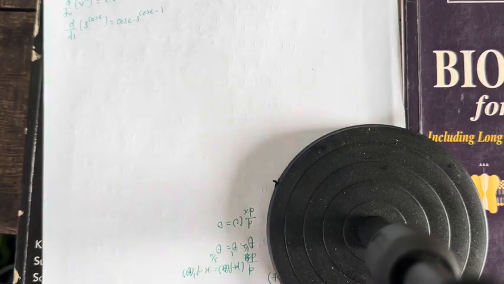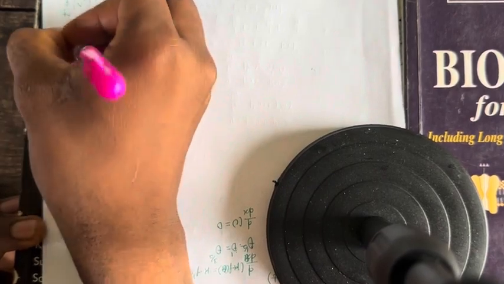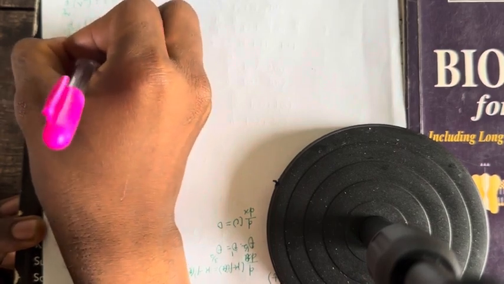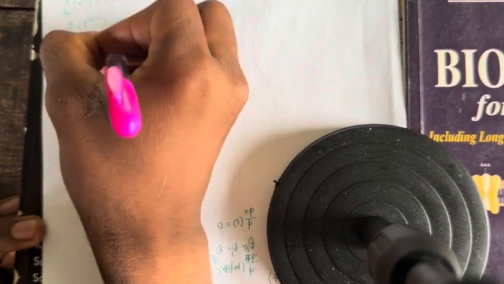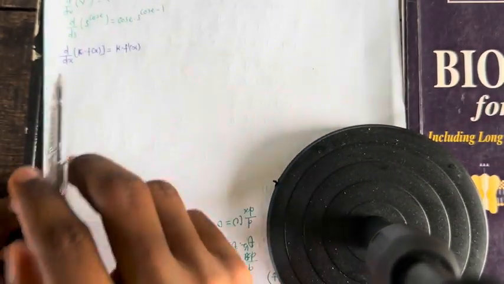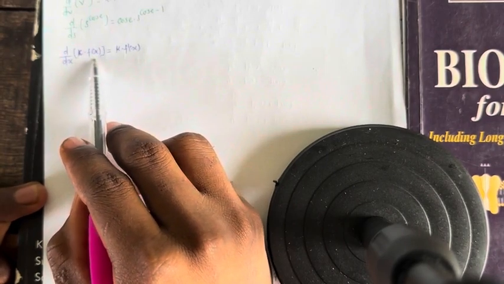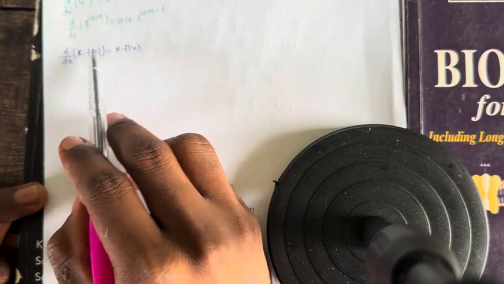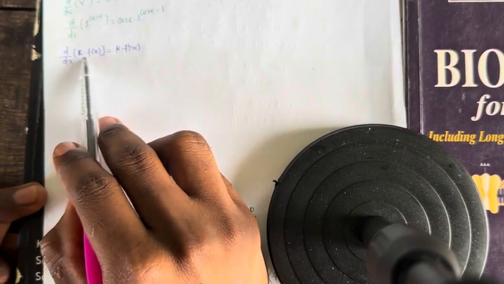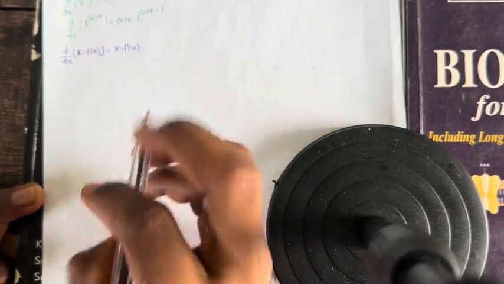Alright, so now let's move to another aspect. The other time I said, the d/dx of k times f of x is equal to k times f prime of x. What does this mean? It means the derivative of a constant multiplied by a function of x is equal to that constant multiplied by the derivative of the function of x. Like the d/dx of k times f of x is equal to k times the derivative of this real function.